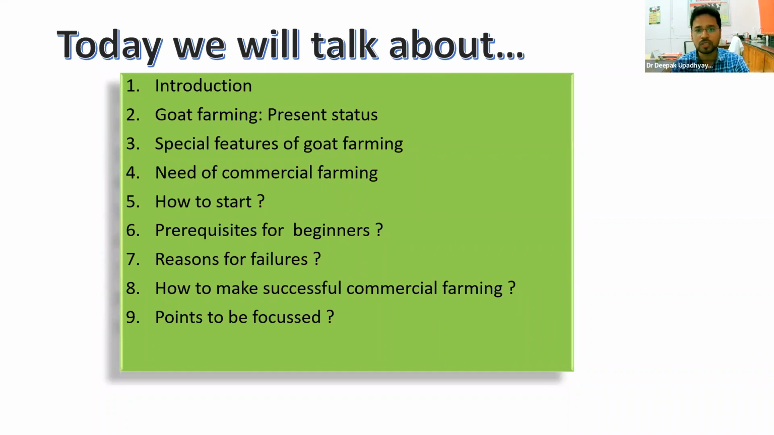We will introduce the present status of goat farming in India, and what the special features of goat farming are. Before this session also, one of our esteemed participants asked that very pertinent question. There are several other special features related to goats, so we will discuss that. We also have to know why commercial farming is needed in today's scene.